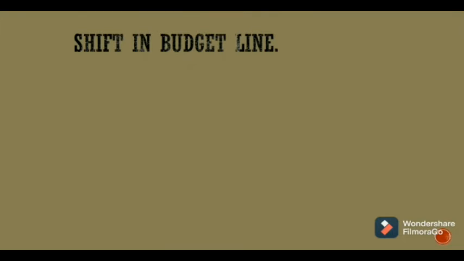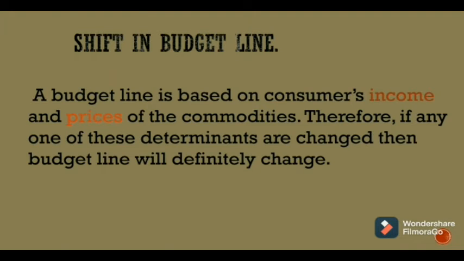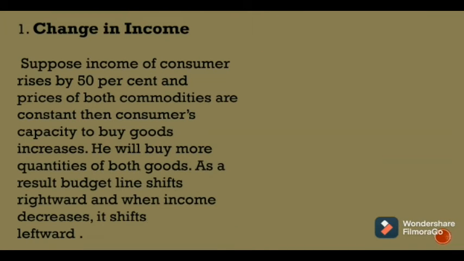Budget line can also shift. A budget line is based on the consumer's income and prices of the commodities. Therefore, if any of these determinants change, then the budget line will definitely change. So let us see the shifting in the budget line. The first reason is change in the income.